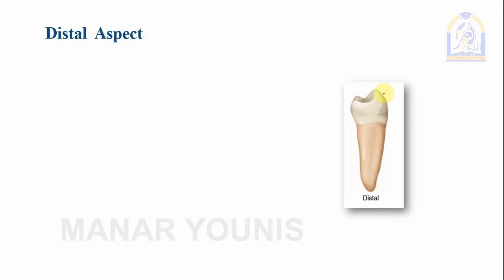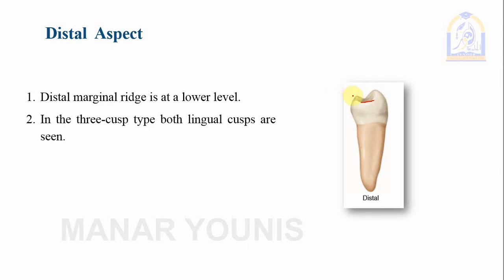In the distal aspect, the main difference between the mesial and distal is that the distal marginal ridge is at a lower level, therefore more of the occlusal surface can be seen, and we also can see the mesiolingual cusp. In the three cusp type, the mesiolingual can be seen because it's larger than the distolingual, so from the distal aspect in the three cusp type, the three cusps can be seen. The distal contact area, of course, will be broader because it will make contact with the mandibular first molar.